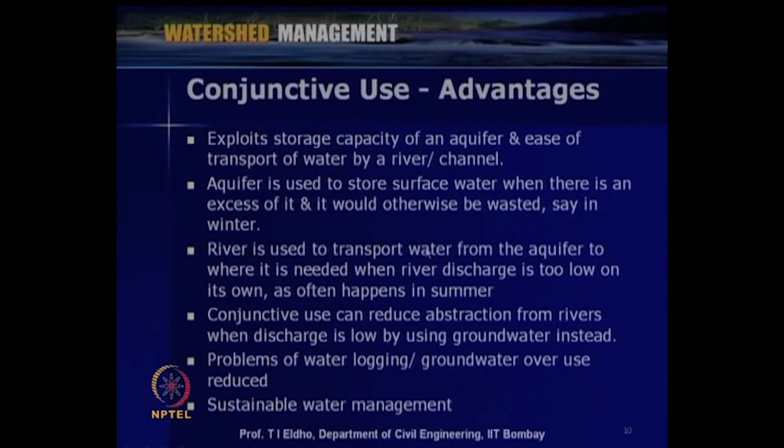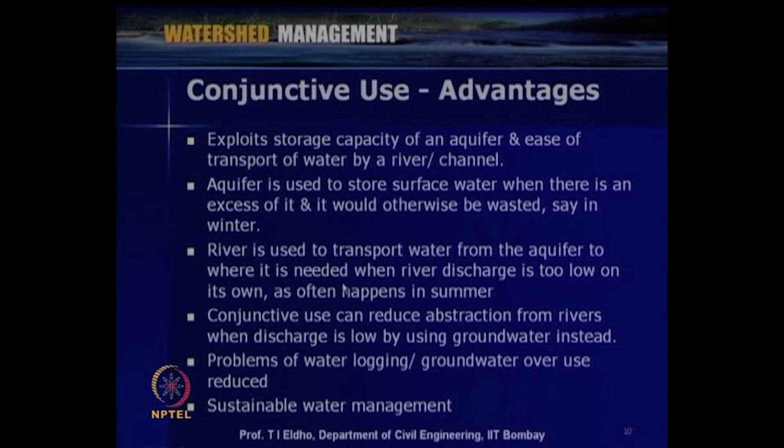Then a river is used to transport water from the aquifer to where it is needed when river discharge is too low on its own, as often happens in summer. In the summer season, the water from the aquifers will go to the river system, and especially on the downstream side this water will be available as far as the river is concerned. Then conjunctive use can reduce abstraction from rivers when discharge is low by using the groundwater instead. So, we can reduce the abstraction from the rivers by using the groundwater.